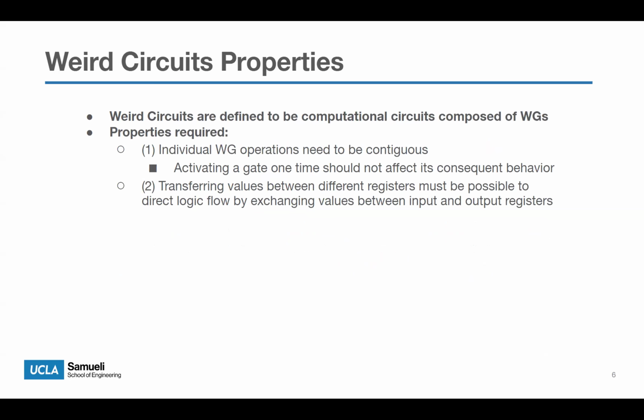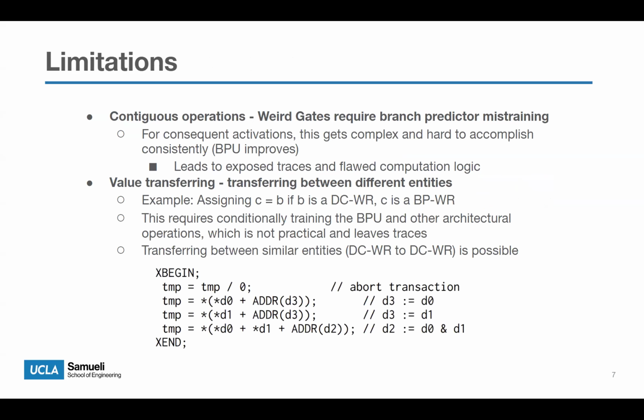So using these weird gates as a basis, the whole idea is we want to create a larger computational circuit. And in order to do that, just as Will mentioned, we need 2 properties. So firstly, these individual weird gates, these operations, are composable. So activating one and then another in sequence, they should not affect each other's behavior. So they should be independent operations. And the second one is that transferring values between these registers must happen. So we need to transfer data between input and output registers in order to maintain this data flow. However, with that, there come a lot of limitations, just as Will said before.